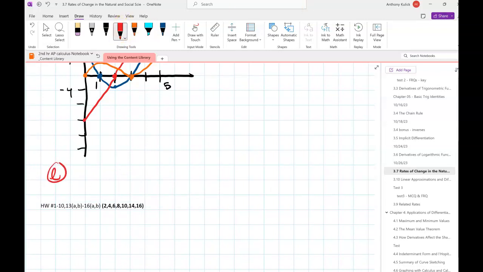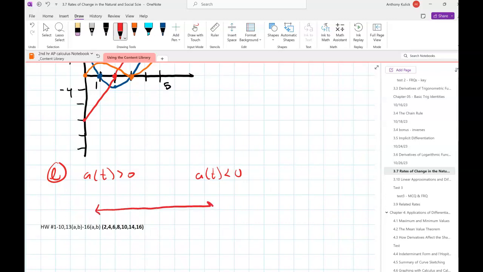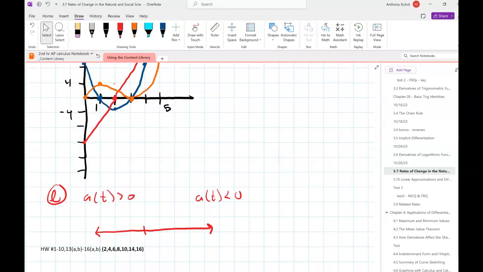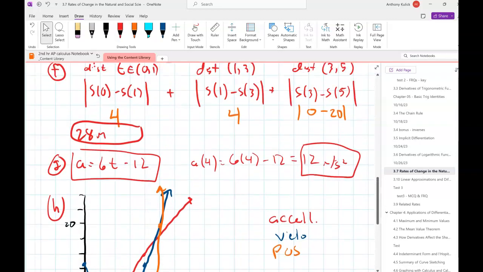What would we say the criteria for speeding up would be? So speeding up is acceleration greater than 0, and slowing down is where it's equal to 0, right? I would do the same thing. I'd draw a little sign diagram here. But this is really easy, because what's the only 0 for a of t equals 6t minus 12? 2, right?